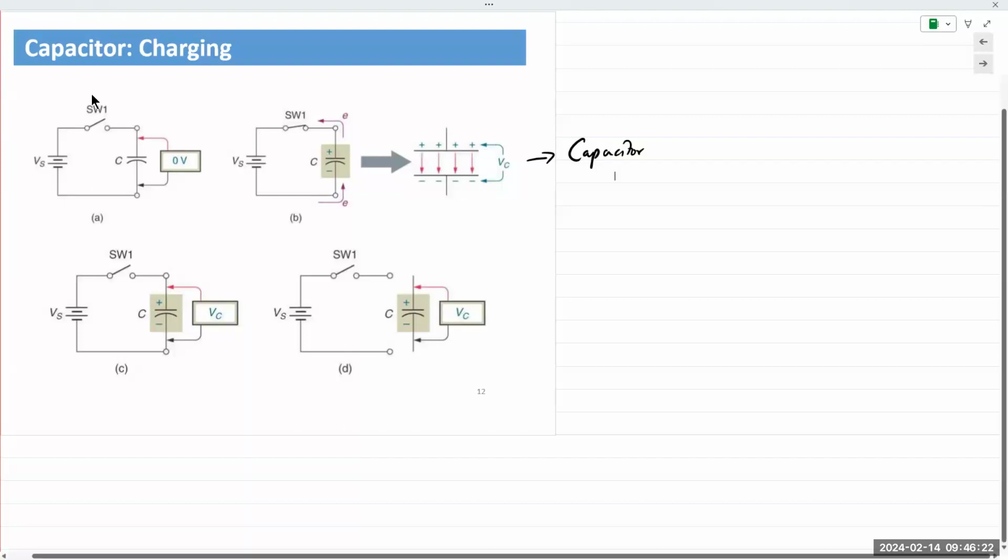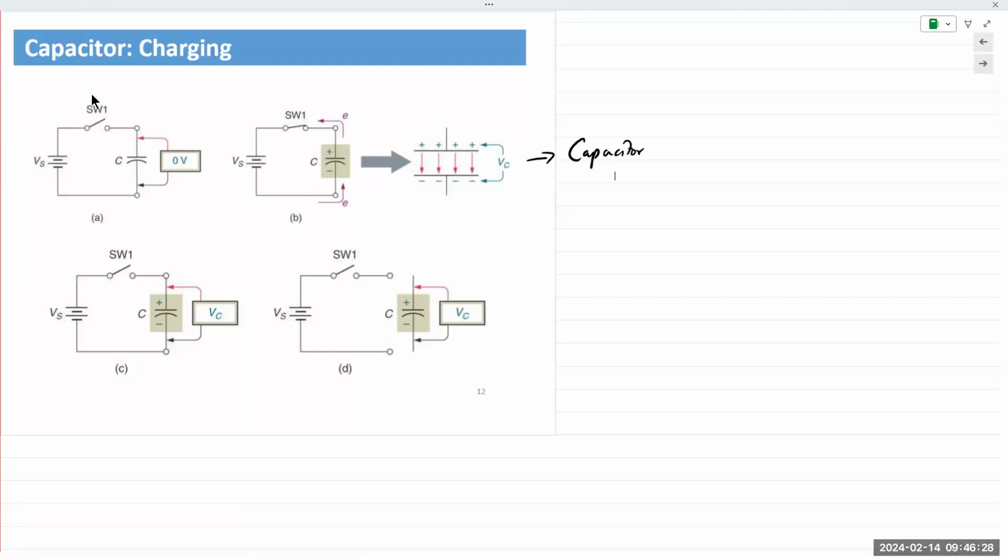That voltage is noted as the capacitor voltage, VC. So when you first apply a voltage to a capacitor, initially the voltage across the capacitor plates is 0 volts, but slowly the charge starts accumulating and we see a potential difference between the two plates, and we can measure a voltage between those two plates. So that voltage is simply the capacitor voltage, VC.